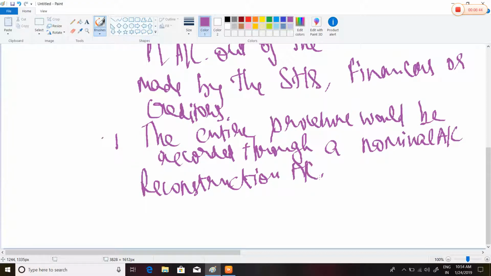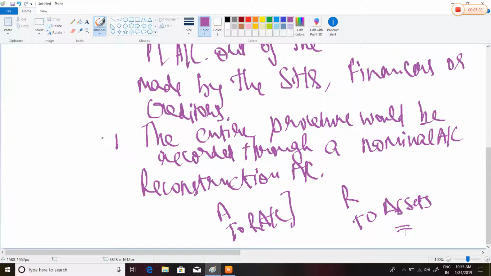Okay, now let's see the next part. Whenever at the time of reconstruction the revaluation of assets takes place, and if the market value becomes higher than the book value, in that case the entry would be assets to reconstruction account. But if the market value becomes lower than the book value, then the entry would be reconstruction to assets.